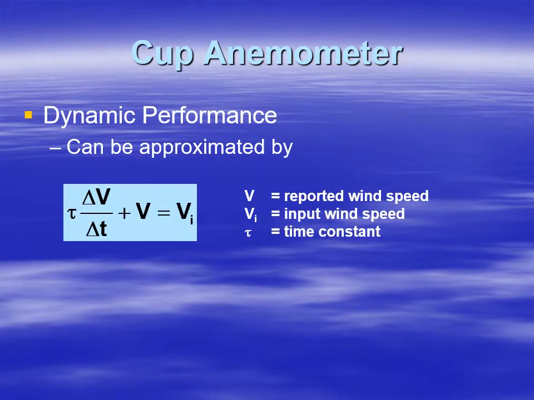The equation that we use to determine the distance or time constant is similar to one that we used for thermometers, except now instead of T for temperature, we have V for velocity. We have tau, which is a time constant, and these V's are the initial wind speed, and also the input wind speed, VI.